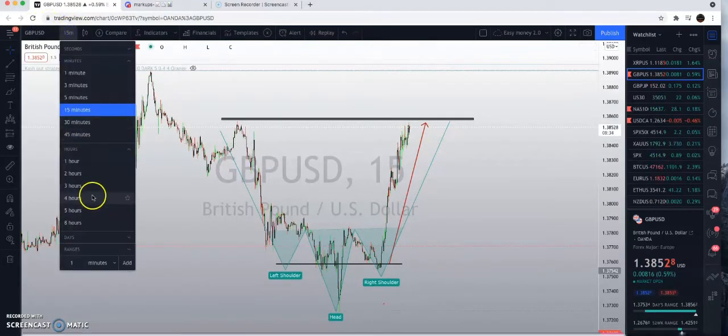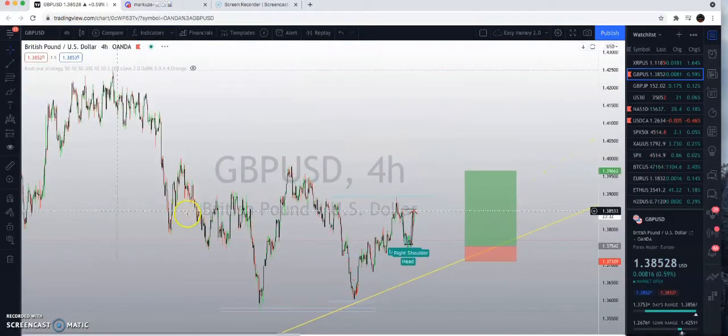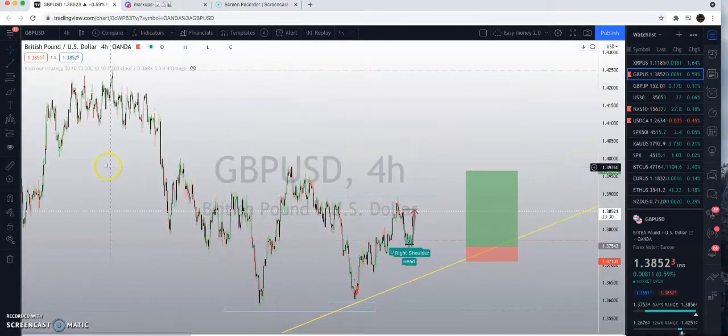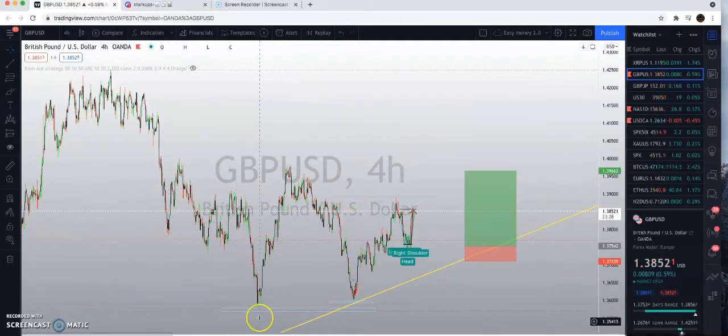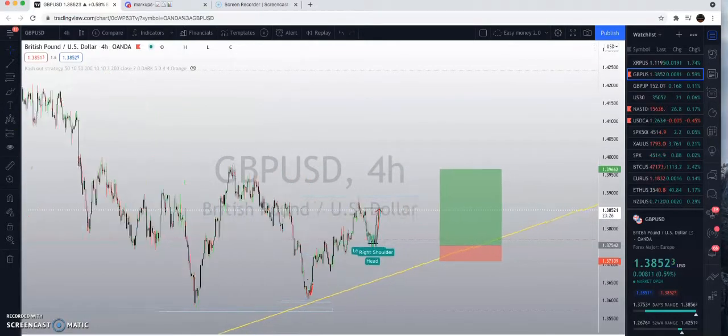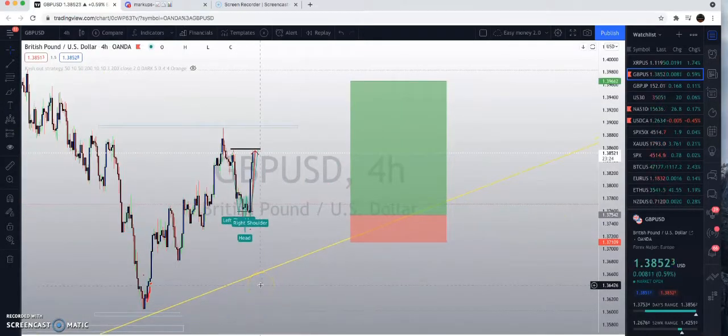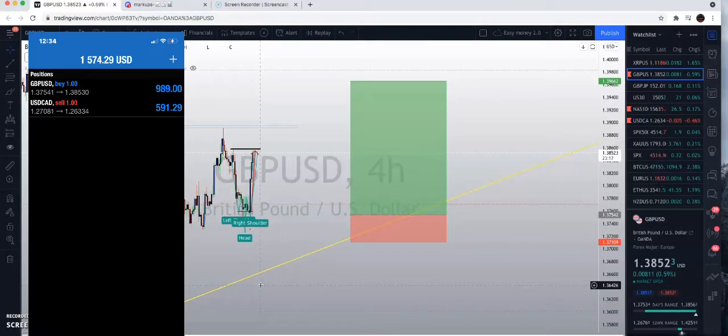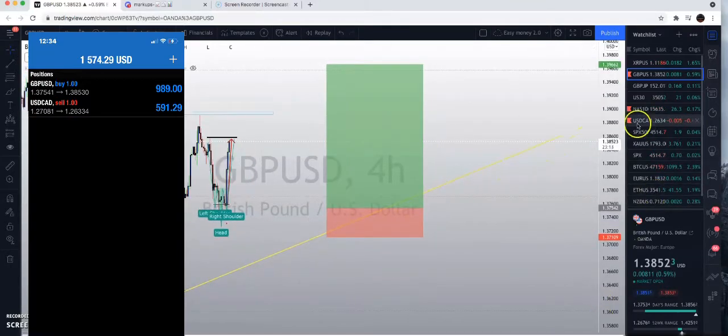If we go to the 4-hour, let's zoom in a little bit so we can see. I'm finna put my results on the screen too, guys. Right now I'm still floating. On my regular live account, I'm up 1,500. I also took a USDCAD sell.